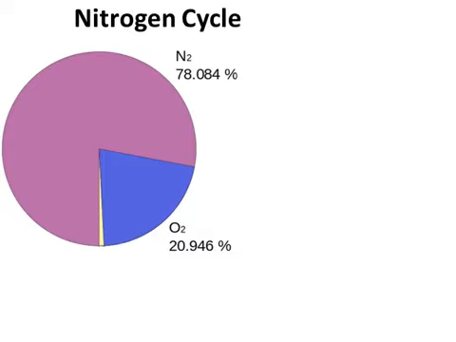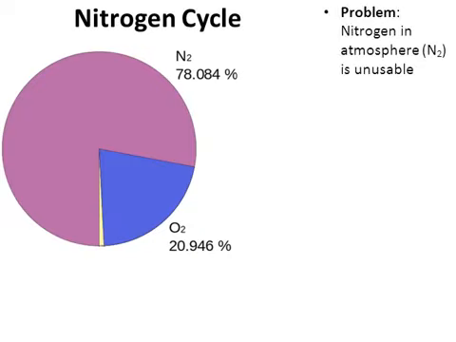Okay, so in this video we're going to go over some of the stages and facts of the nitrogen cycle. Now, one problem that we're going to encounter when you talk about the nitrogen cycle is that about 78% of our atmosphere is filled with nitrogen. But that's not the problem. The problem is that the nitrogen's unusable to life.